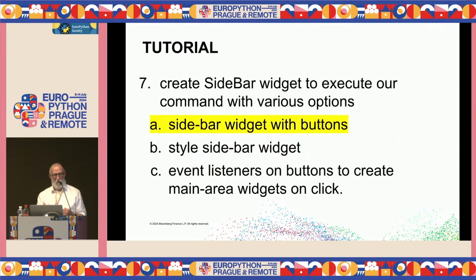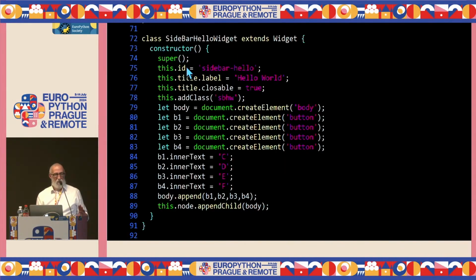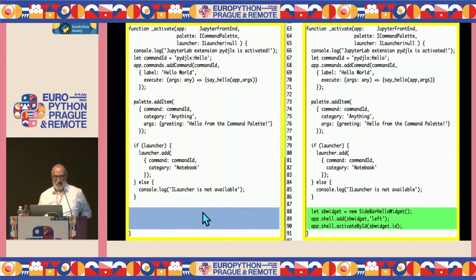I broke this step down into 3 steps. We'll create the sidebar widget with some buttons. We'll style it. And then we'll add event listeners. So here's the sidebar widget, similar to the other widget we created. Class sidebar widget, extends widget. We just create a constructor. We're going to call the super, set the ID, the label, closable equals true. We're going to add a different class, because maybe we want to style this one differently. And then I'm just going to create 4 buttons and set the inner text to the letters C, D, E, and F on the buttons. Append the buttons to the body, append the body to this .node.